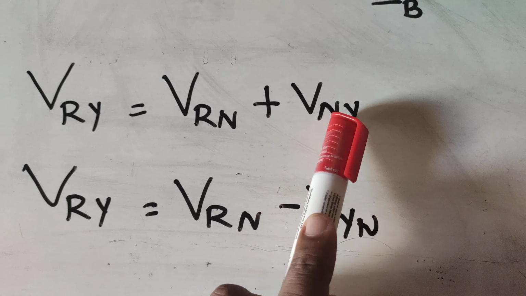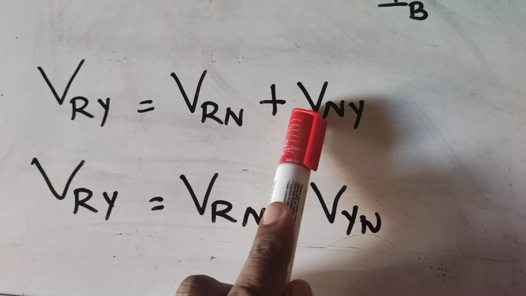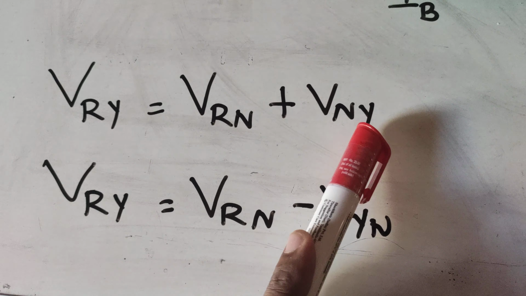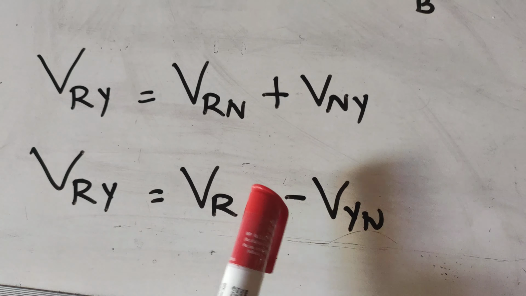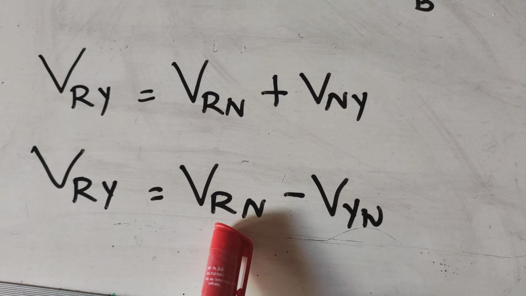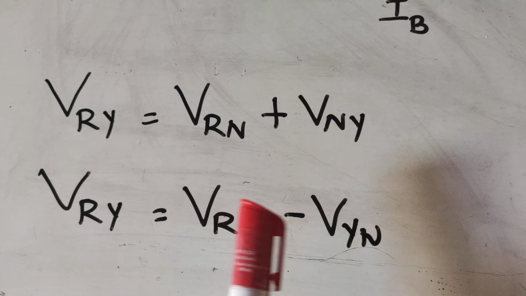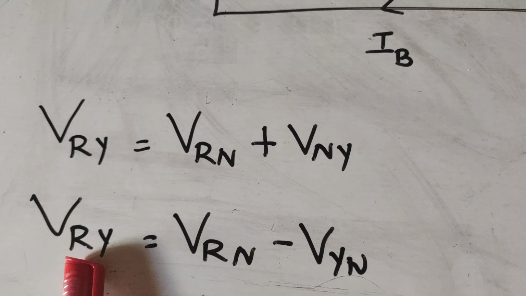Since VNY is not the voltage between the line to neutral, what do we do? We reverse it. How do we reverse it? When we interchange the terminal Y and N, it becomes minus. Hence, VRY is equal to VRN minus VYN, where VRN is the phase voltage, VYN is the phase voltage, and VRY is the line voltage.